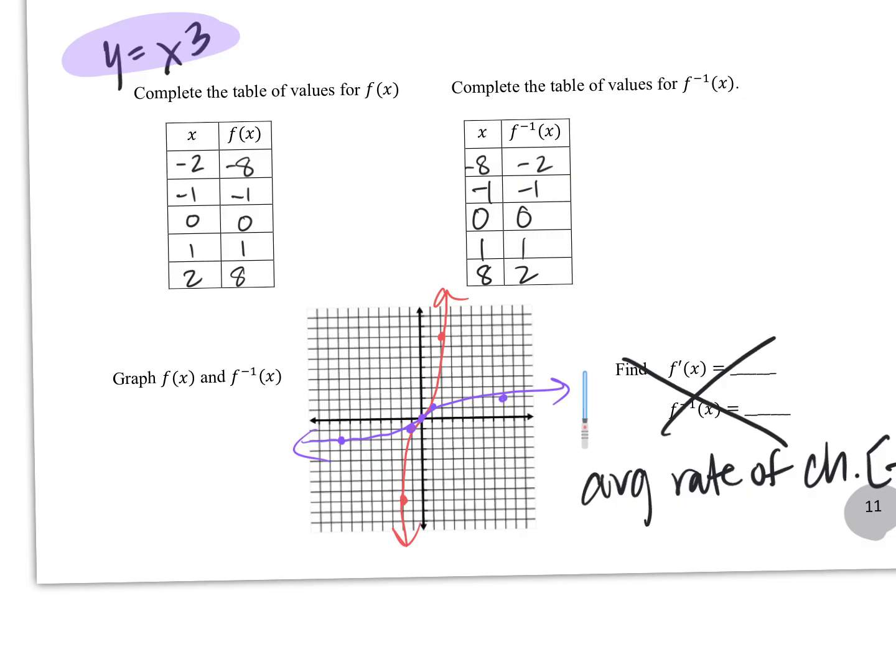Does anyone know that function? So this is x cubed. How would I write the equation of the other one? The cube root of x is the inverse. Yeah, that's the cube root graph. Very good. Not that we have to know that.